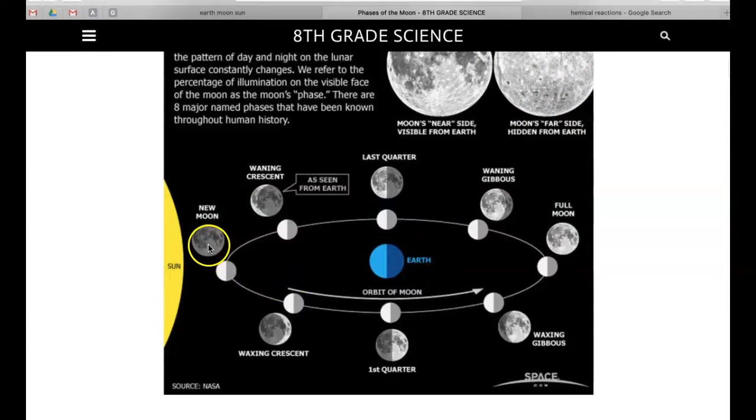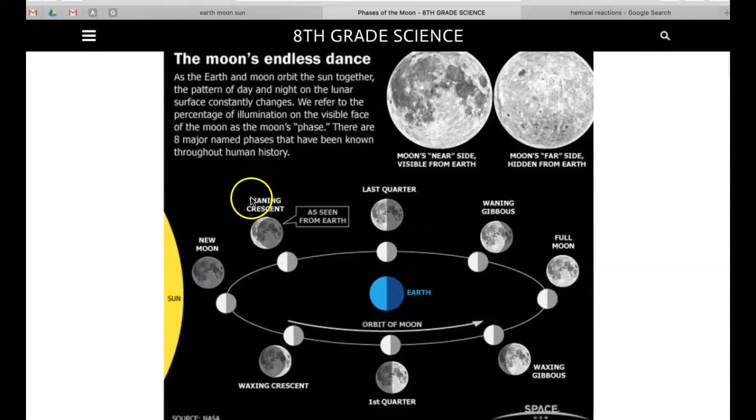So we have new moon or no moon, waning crescent. Waning means it's getting smaller. So let's go this way. New moon, waxing crescent. Waxing means getting bigger. First quarter, see, more than that. Waxing gibbous, because it's still getting bigger. Then we got the full moon. Waning gibbous, because it's getting smaller, waning. Last quarter, and then waning crescent.